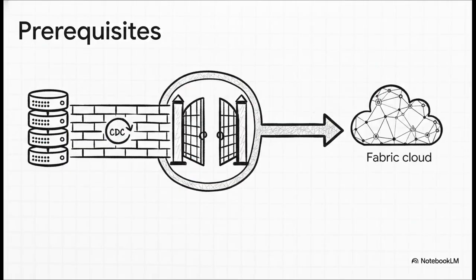Okay, what else do you need? Well, you're going to need a data gateway, either on-premises or in a virtual network. If your SQL Server is tucked away behind a firewall, this gateway is basically the secure tunnel that lets the data flow into Fabric. And like we just mentioned, for most current versions of SQL, it relies on having CDC enabled on your source database.